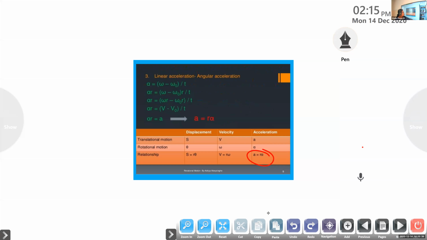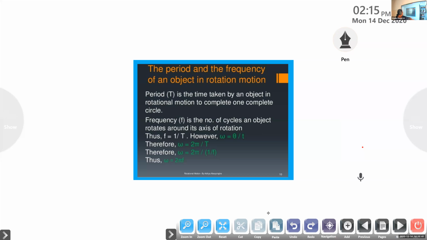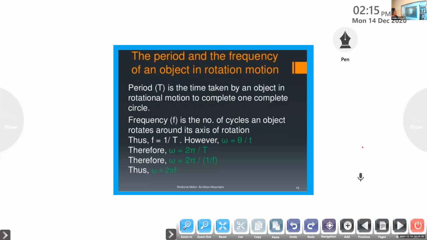Okay, so that is our next topic, period and frequency of an object. Next heading, just write the equation, that's enough. The period and the frequency of an object in rotational motion. This is also what we have studied. Frequency is the, so just write this one, because we require it next year also.